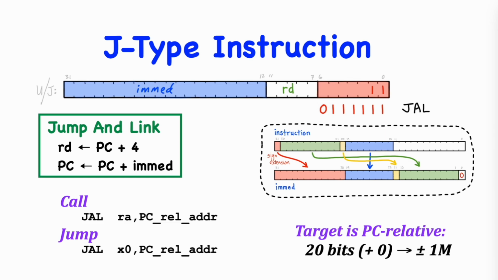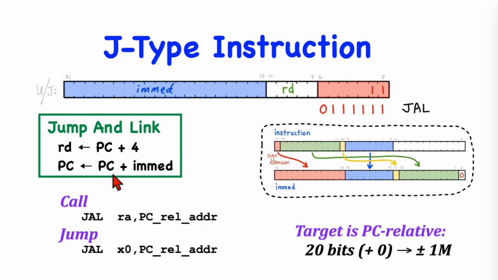Now let's talk about the JAL, or jump and link instruction. Here's how it's encoded, and here I show how the 20-bit immediate field is shifted around to build a 32-bit number. The resulting immediate value will be an even number with the range shown here. The jump and link instruction does two things. First, the address of the instruction following the JAL is saved in the destination register. Second, a jump is taken.